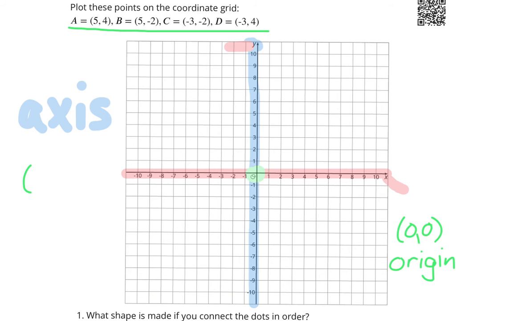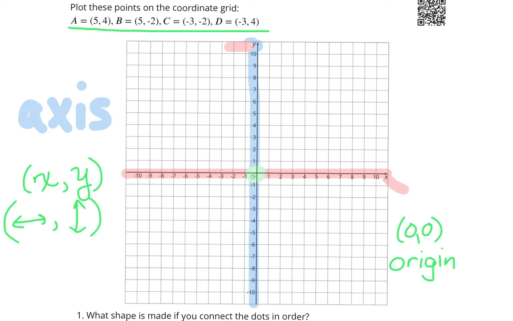When we plot points, we go x, comma, y. We go in the left-right direction first, then we go in the up-down direction. Always, always, always, everybody does it this way. Everyone in math knows that's what we're graphing.